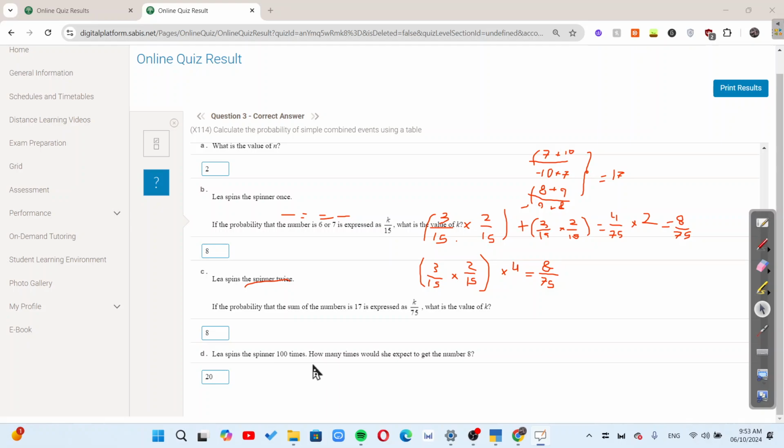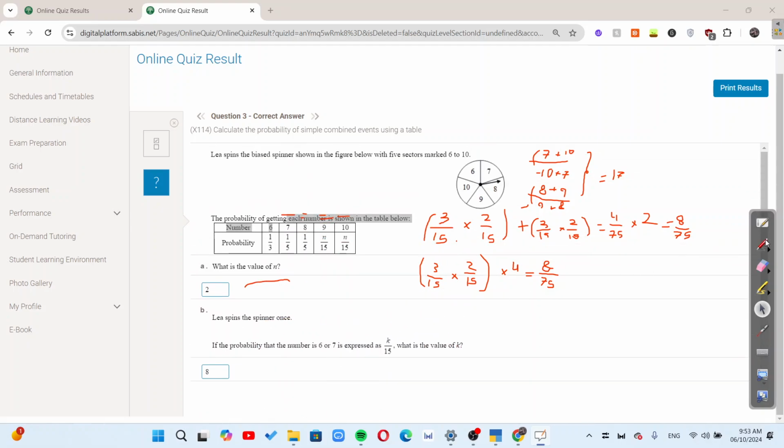Now Lee spins the spinner 100 times. What's the probability that he gets 8? So the probability for one time he gets 8 is 3 over 15, that's the probability for one time. If he spins it 100 times, he's going to get it only 20 times. So that's how you solve this question.